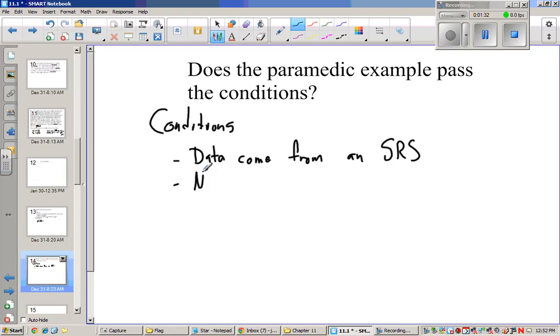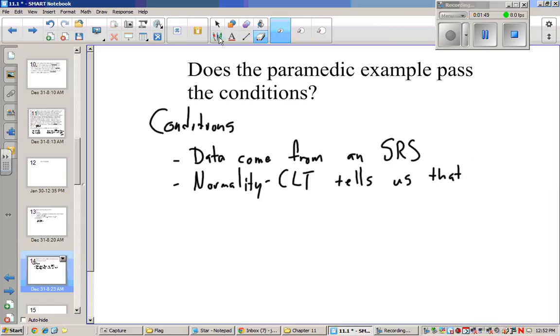Now for normality, we took 400 data points. So central limit theorem tells you that the sampling distribution is approximately normal.